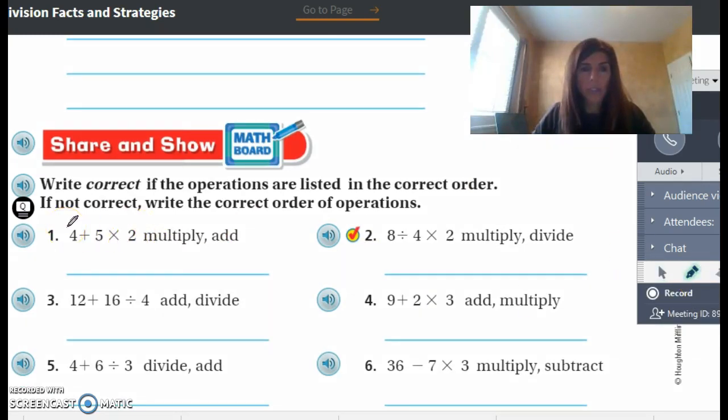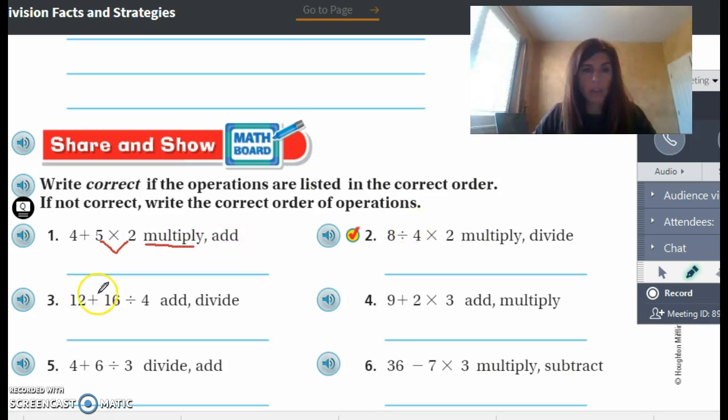We'll look at this number sentence: 4 plus 5 times 2. According to My Dear Aunt Sally, we need to multiply first. We have to figure these parts out first and then add. My Dear Aunt Sally: multiply, then add, since Aunt comes after My.